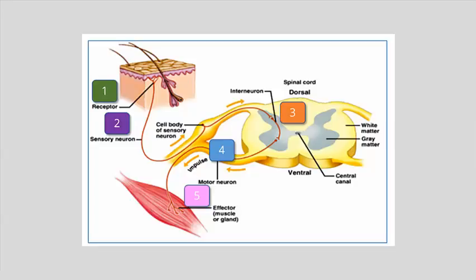Number 3, integrating center. The integrating center is one or more regions of gray matter within the CNS. Number 4, motor neuron. Nerve impulses from the integrating center leave the CNS along motor neurons to effectors. And the last one, number 5, effectors, are parts of the body that respond to the motor nerve impulse, such as a muscle or glands.